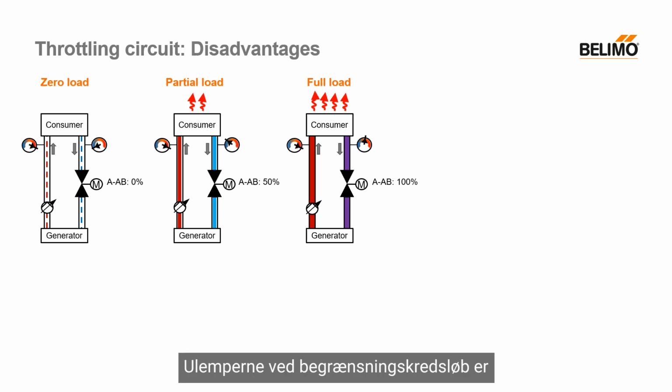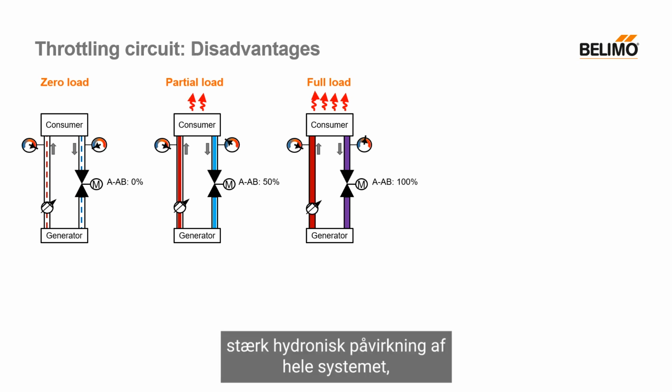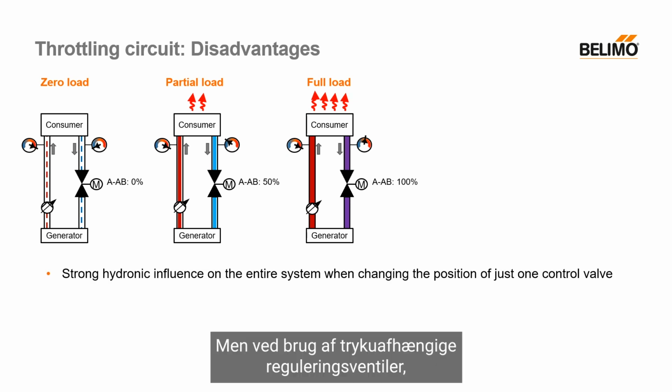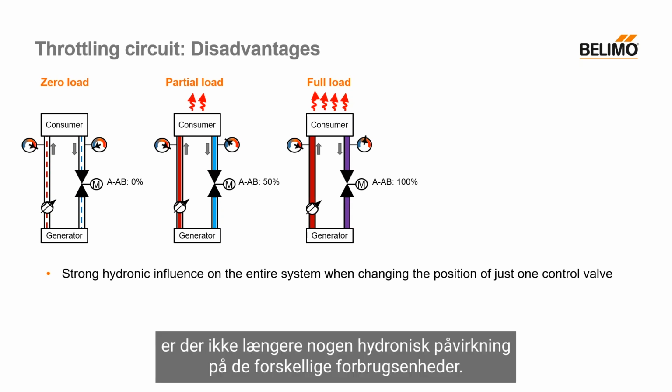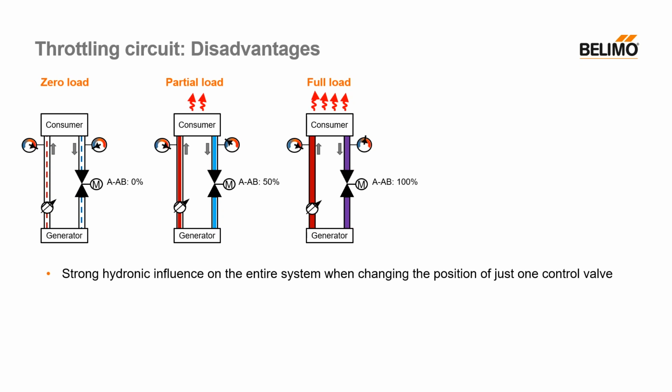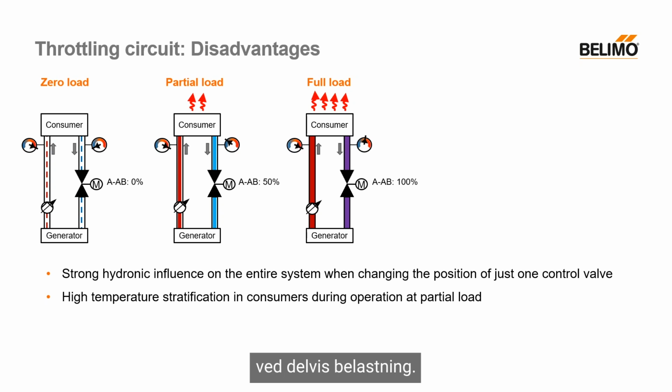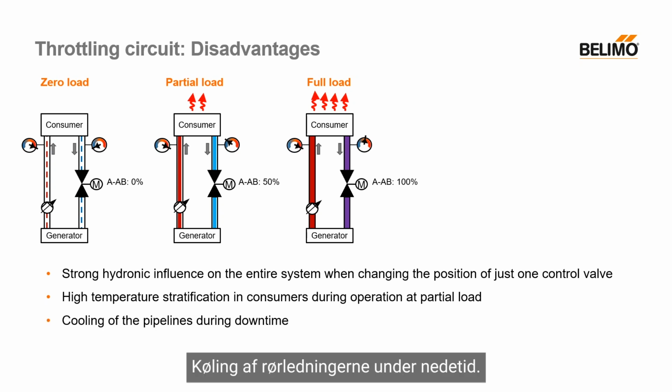Disadvantages of the throttling circuit are strong hydronic influence on the entire system when changing the position of just one control valve. However, through the use of pressure-independent control valves, there is no longer any hydronic influence on the different consumers. High temperature stratification in consumers during operation at partial load. Cooling of the pipelines during downtime.